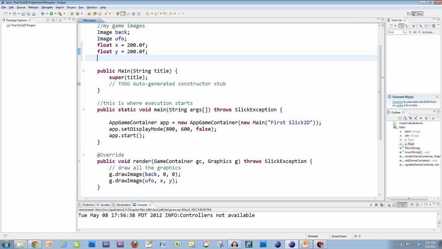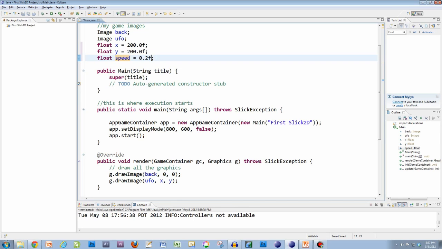Now I'm also going to create a float speed. How fast do I want my UFO to move? I'm going to start at 0.2f. I don't know if that's going to be too fast or too slow. I won't really know until I run it. And I'm not even using the speed yet. So speed is 0.2f. I'm just declaring it, and we're calling the variable speed.